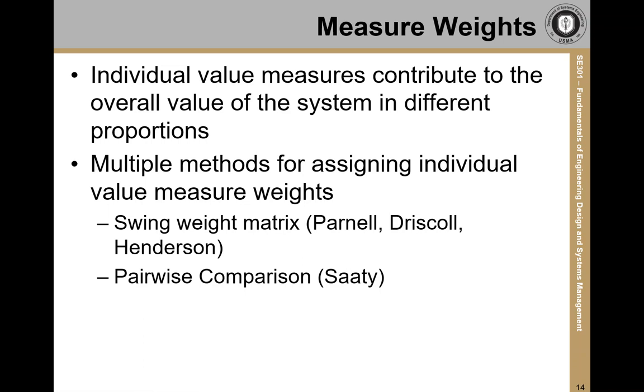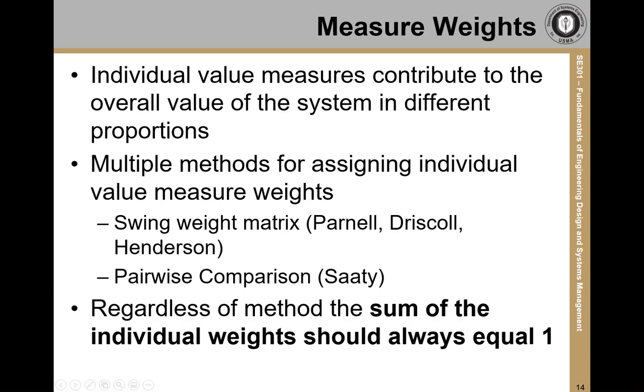Now, the one underlying rule when we're talking about weights, no matter whether we're talking about swing weight matrix or pairwise comparison, is that your weights always need to sum to 1. When we look at all of our possible weights, we should be able to tally them up and they should equal 1, because at the end of the day, our total value is equal to 1 times our value score. It doesn't matter if we have 4 weights or 40 weights, when we tally it up, the weights need to sum to 1.